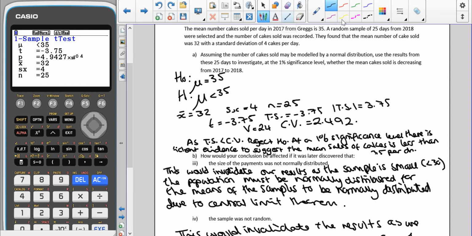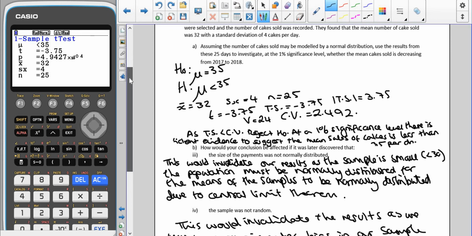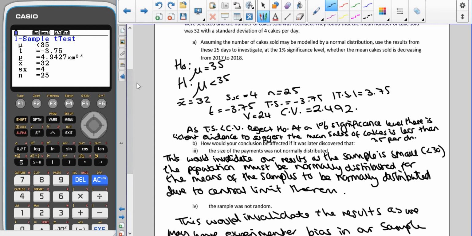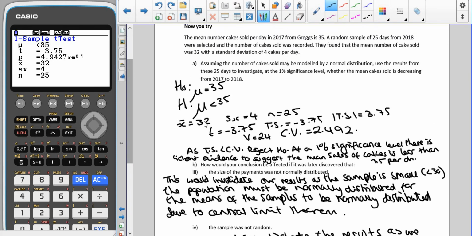So this time we have a small sample because we only have 25 days and we only have the sample standard deviation, which means that we should use t. So our H0 should be that the mean equals 35. Our H1 should be that the mean is less than 35. And then you can see my summary parts here. This is just from the question: the sample mean is 32, the sample standard deviation is 4, and the number of trials was 25.